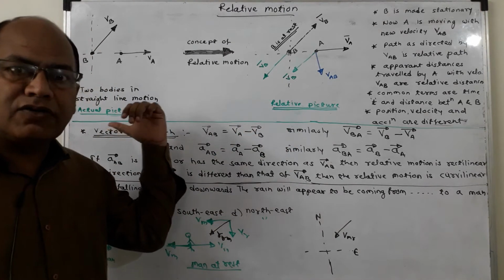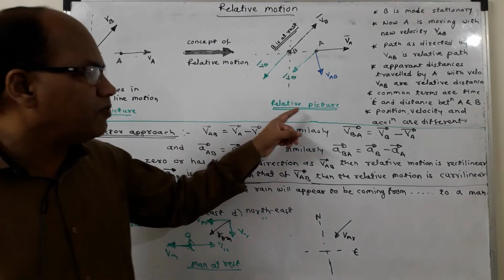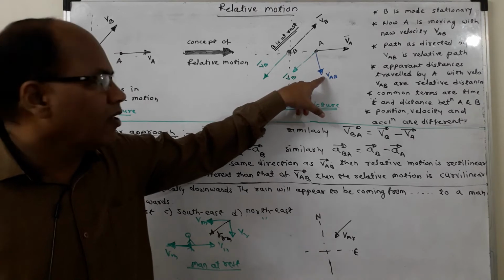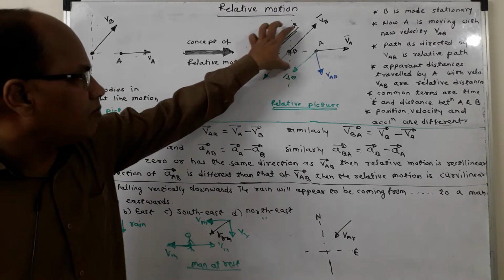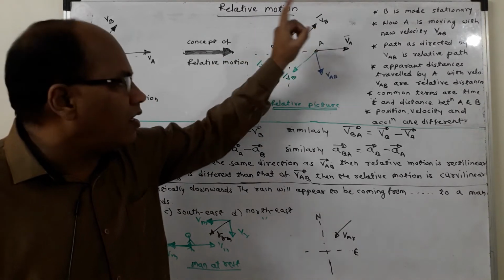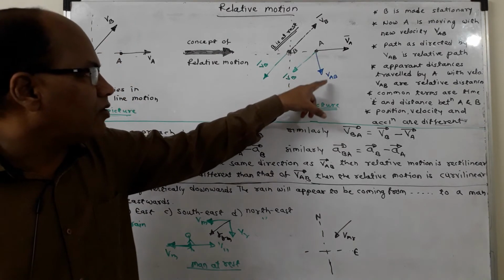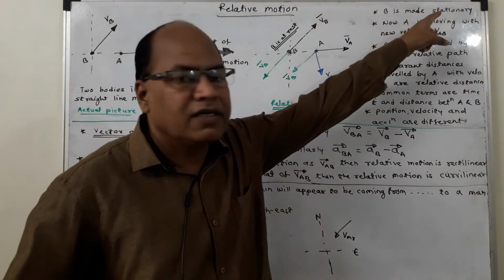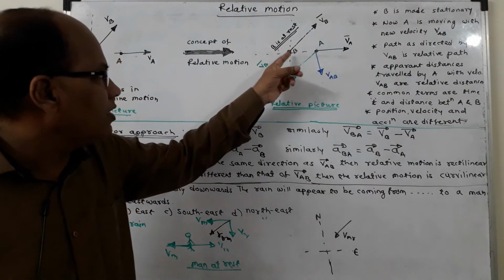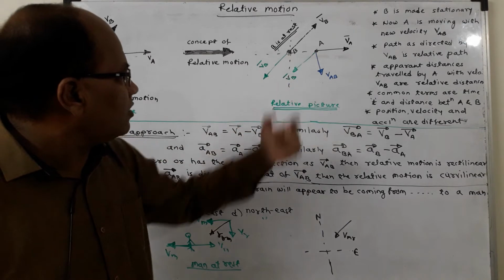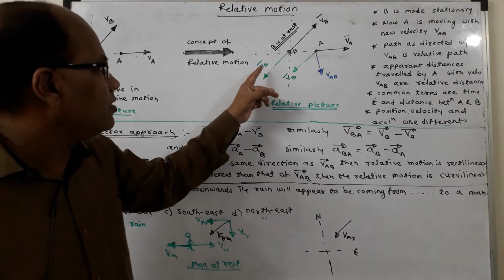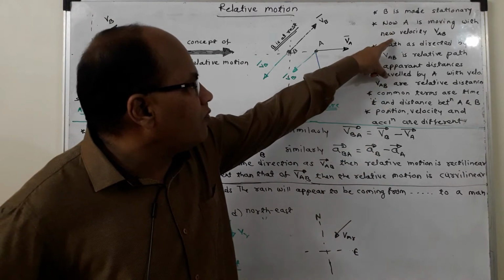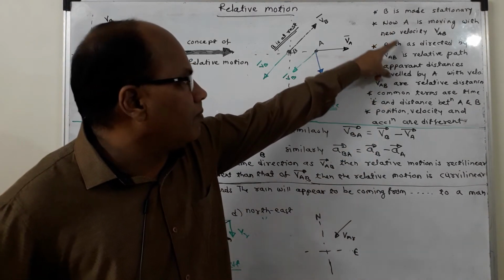In the actual picture, two bodies are in motion. In the relative picture, only one body is in motion, which is the body A. Body B has been brought to rest, and body A is now moving with velocity VAB. So in this relative picture, B is made stationary. How to bring it to rest? We have seen that you just superimpose VB in the opposite direction. Now A is moving with the new velocity VAB.